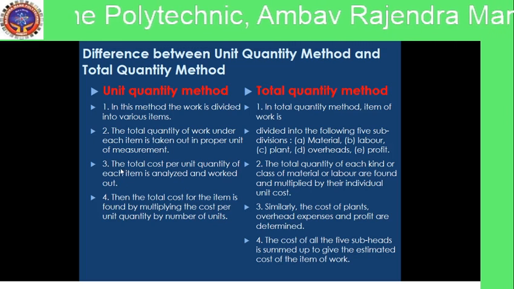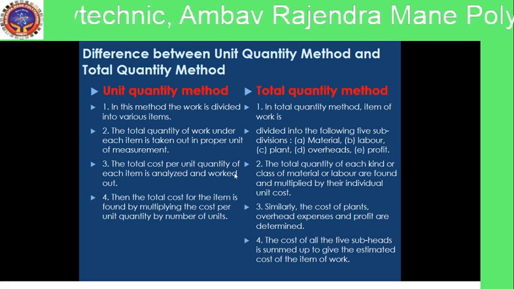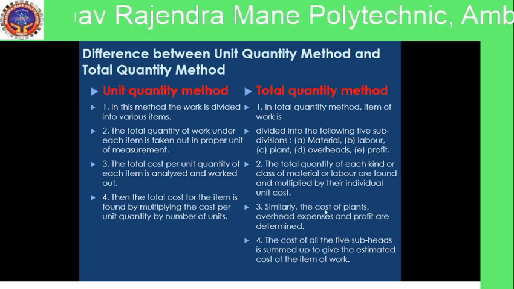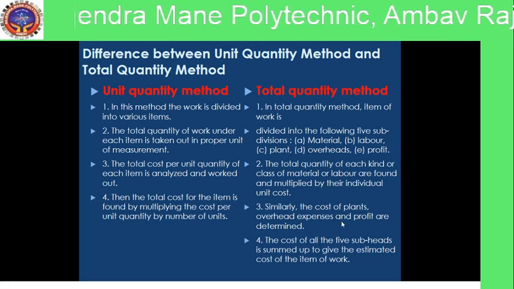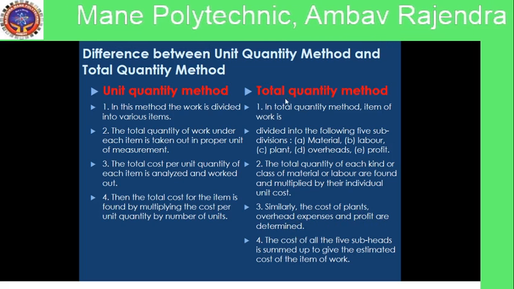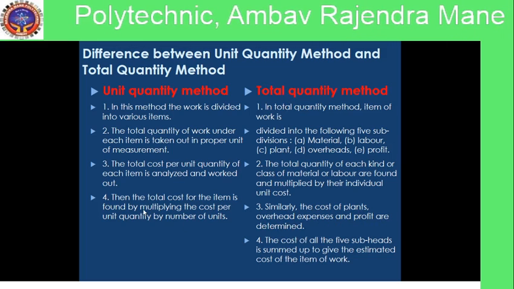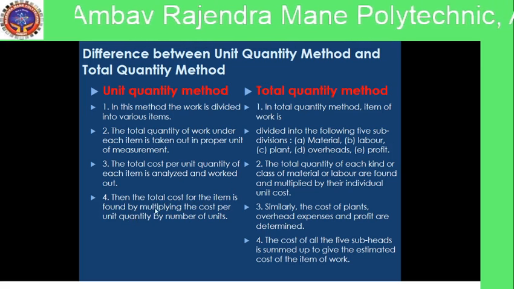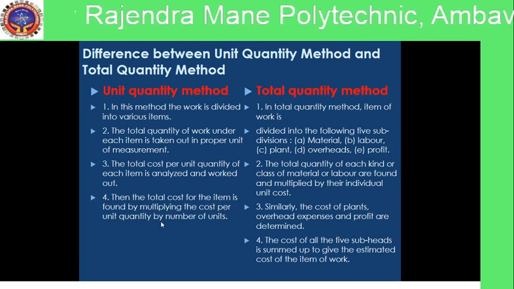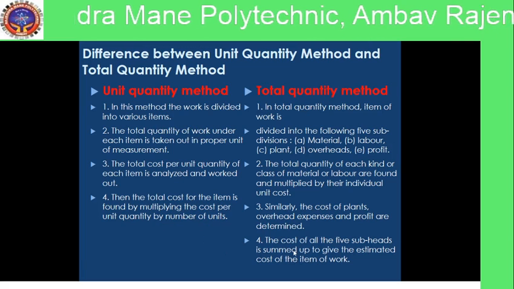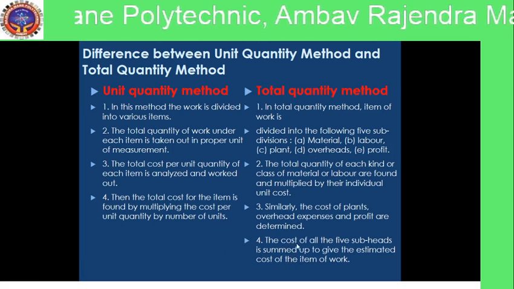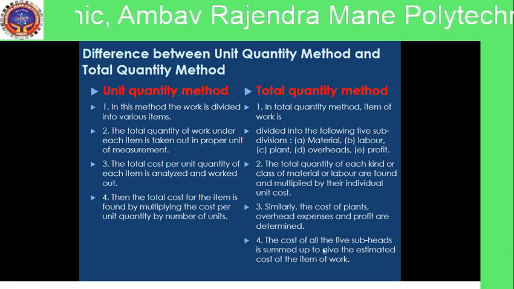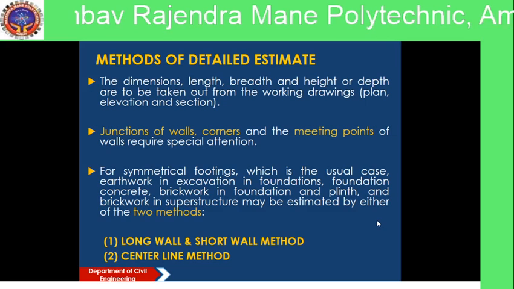In unit quantity method, the total cost per unit quantity of each item is analyzed and worked out. Similarly, the cost of plant, overhead, expenses and profits are determined in case of total quantity method. Then the total cost for the items is found by multiplying the cost per unit quantity by number of units. In this case, in total quantity method, the cost of all five subheads is summed up to give the estimated cost of the item of work.